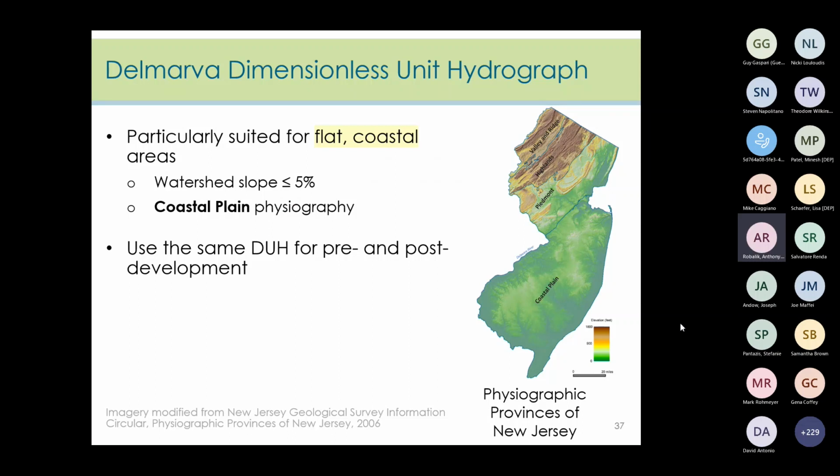The Delmarva DUH must be used in calculating pre-construction and post-construction peak flow rates for the 2, 10, and 100-year storms in the coastal plain region of New Jersey, except in very specific circumstances, which we'll cover in a few slides. Also note that if the Delmarva is used in the pre-condition, it must be used in the post-condition. That's likewise for the SCS. Projects which lie on or near the boundary between the Piedmont and coastal plain regions should be modeled with both the standard and Delmarva unit hydrographs and results compared with actual field conditions to determine which unit hydrograph offers a best fit.